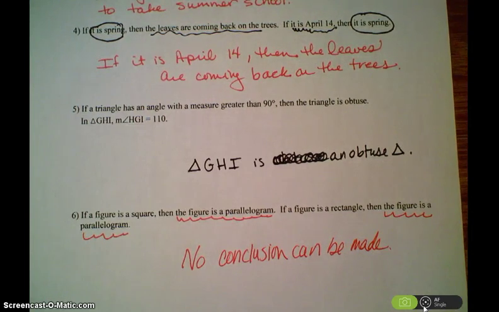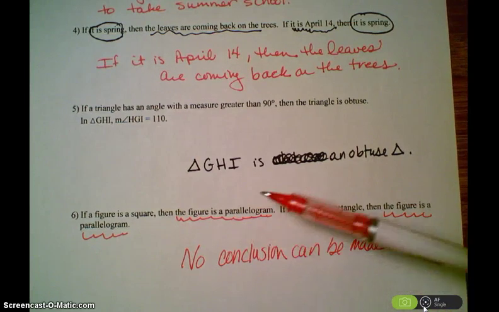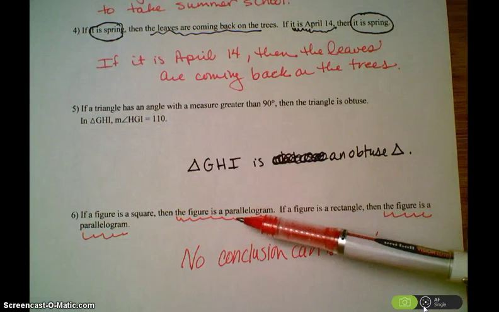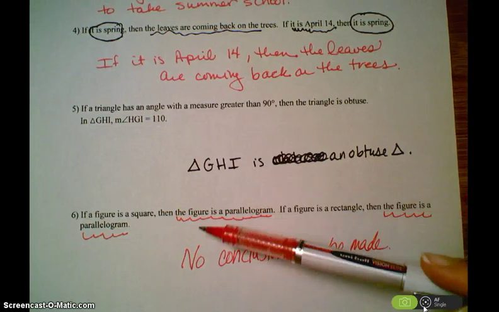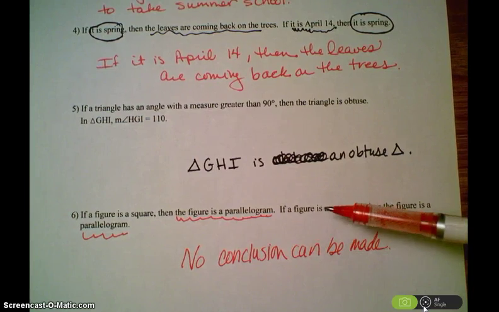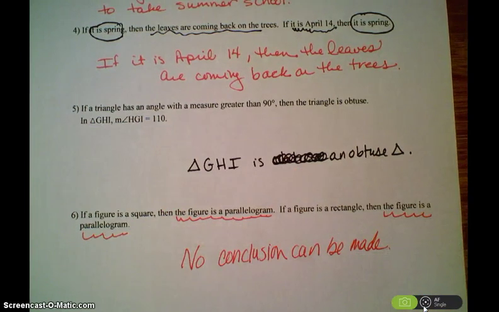Hopefully you came up with that. Again, what happened, we need the conclusion of one sentence to become the hypothesis of the next conditional, but that didn't happen. Our conclusions match up, and that's about it. And that's great, but we don't know anything now except rectangles and squares are parallelograms.